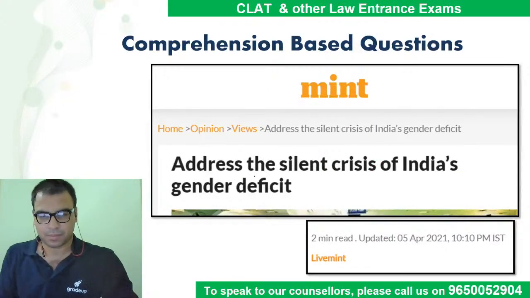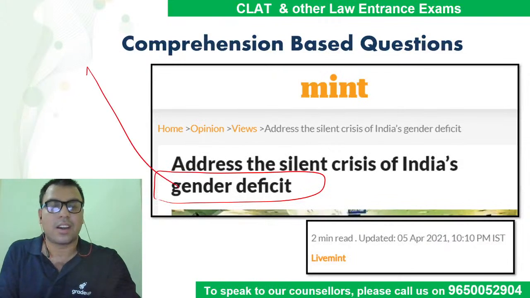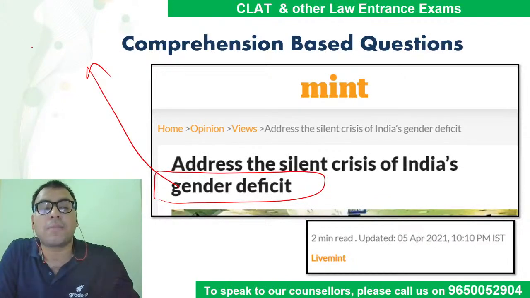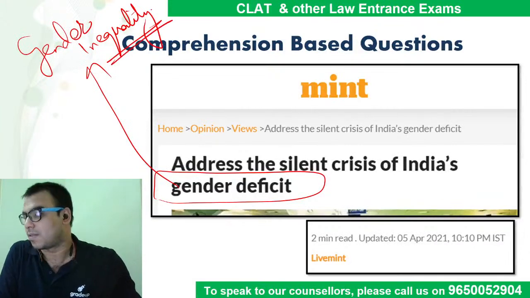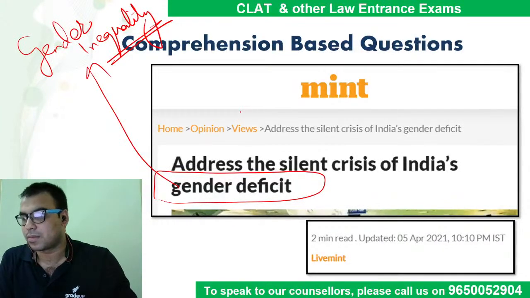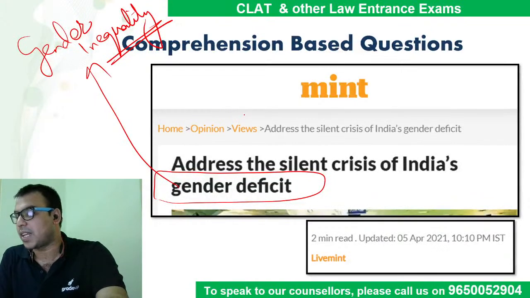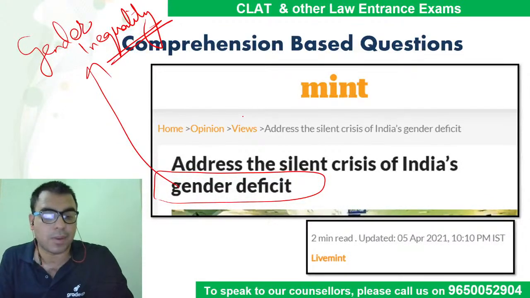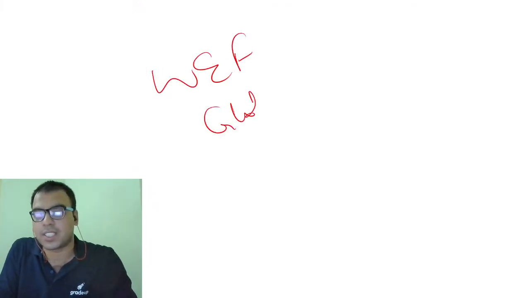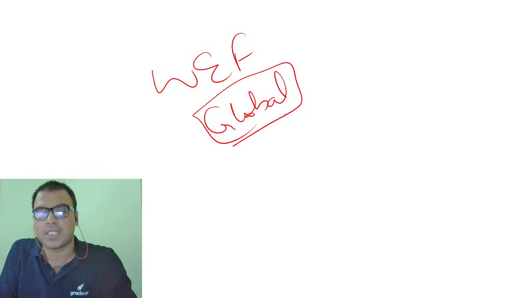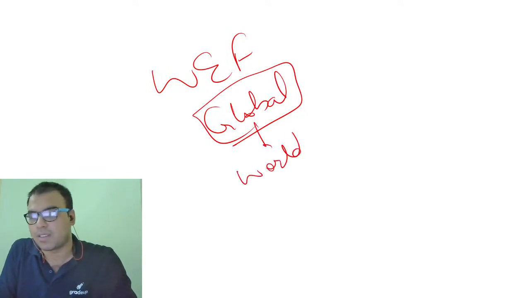Gender deficit means you can say non-parity in gender terms, or gender inequality actually. Priyanka is asking, the Global Gender Gap Report is published by the World Economic Forum. World Economic Forum. I have discussed this. The Global Gender Gap Report is published by the World Economic Forum.